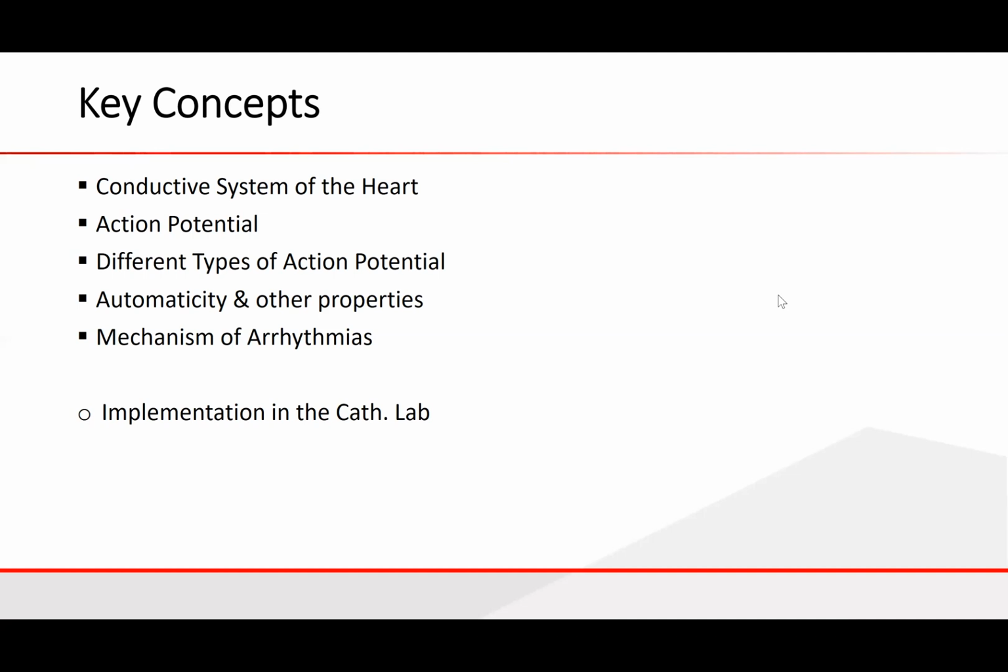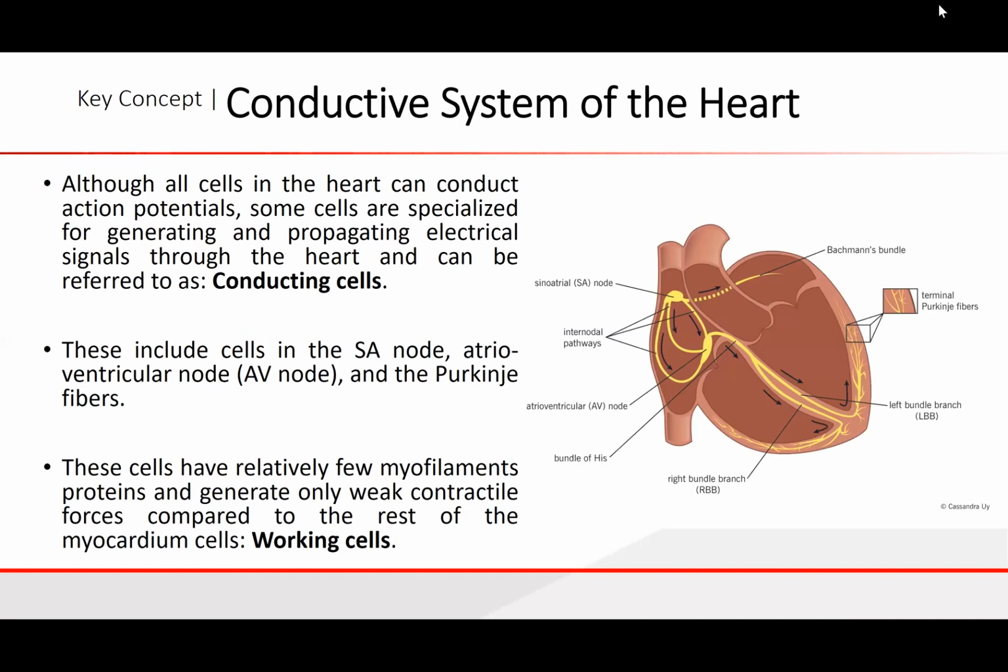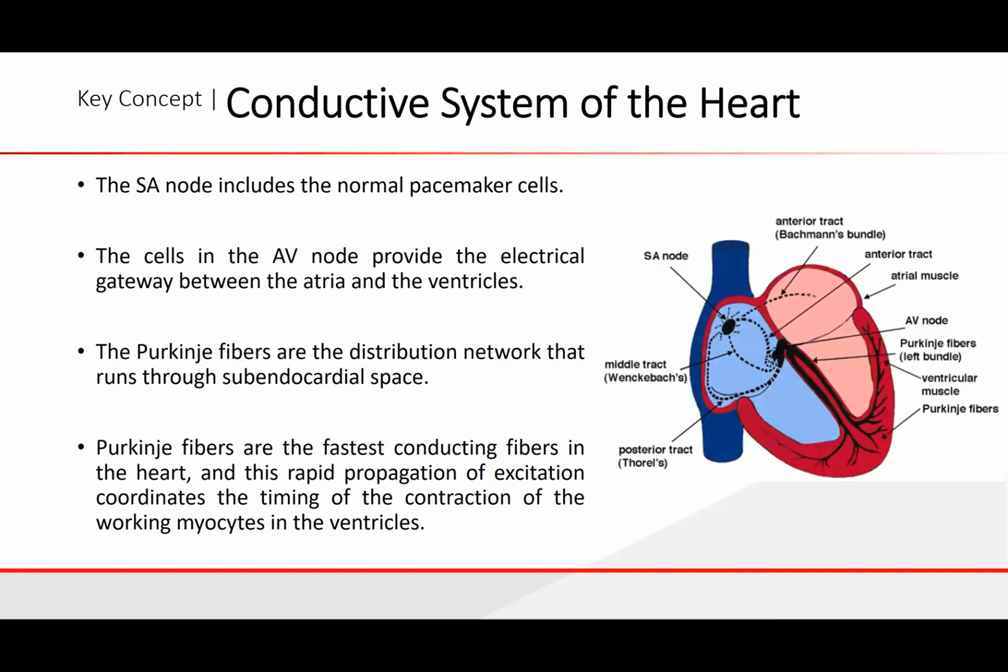Although all cells in the heart can conduct action potential, some cells are specialized for generating and propagating electrical signals through the heart and can be referred to as the conducting cells. These include the SA node, the AV node, and the Purkinje fibers. These cells have relatively few myofilament proteins and generate only weak contractile force compared to the rest of the heart, or the myocardial cells, which we can refer to as the working cells. The SA node includes the normal pacemaker cells. We call it the maestro of the heart.